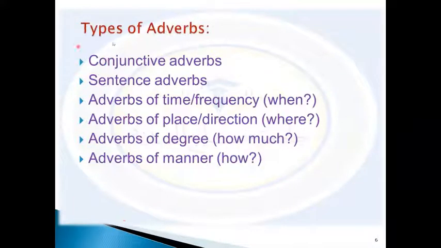So what about the types of adverbs? There are some different types of adverbs. The first type is known as conjunctive adverbs. The second is sentence adverbs. The third, adverbs of time or frequency. They answer the question when, okay? And also we have adverbs of place or direction, which answer the question of where. And also we have adverbs of degree, which answer the question of how much, and adverbs of manner, which answer the question of how.